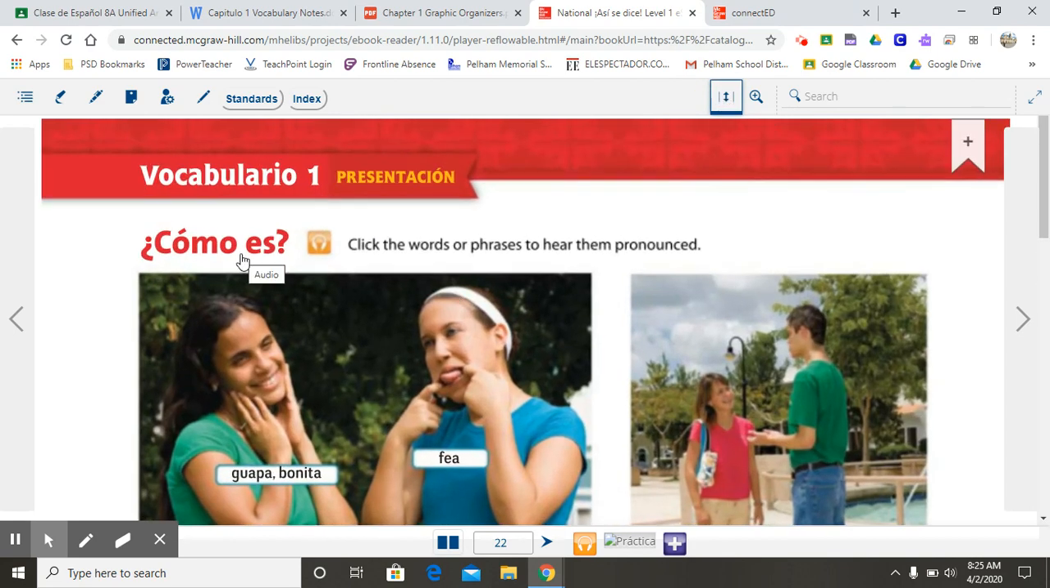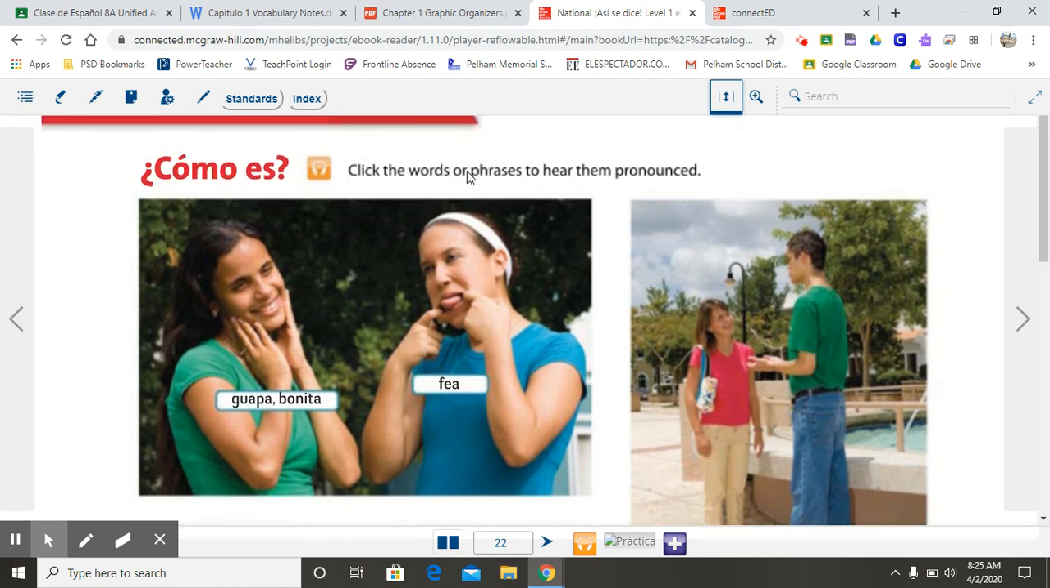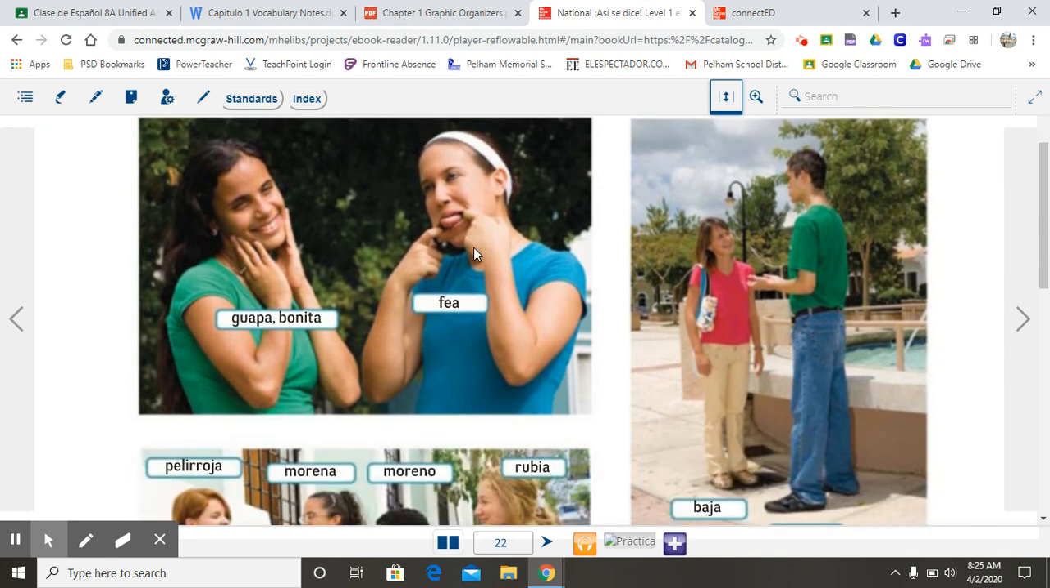¿Cómo es? How is? Remember, es in Spanish. If you have a notebook, you might want to write this next to it. Es is how you say is in Spanish. Is. All right? So when you say something like ¿Cómo es? You're really saying how is. All right? So it says, click the words or phrases to hear them pronounced. I'm going to pronounce them for you.